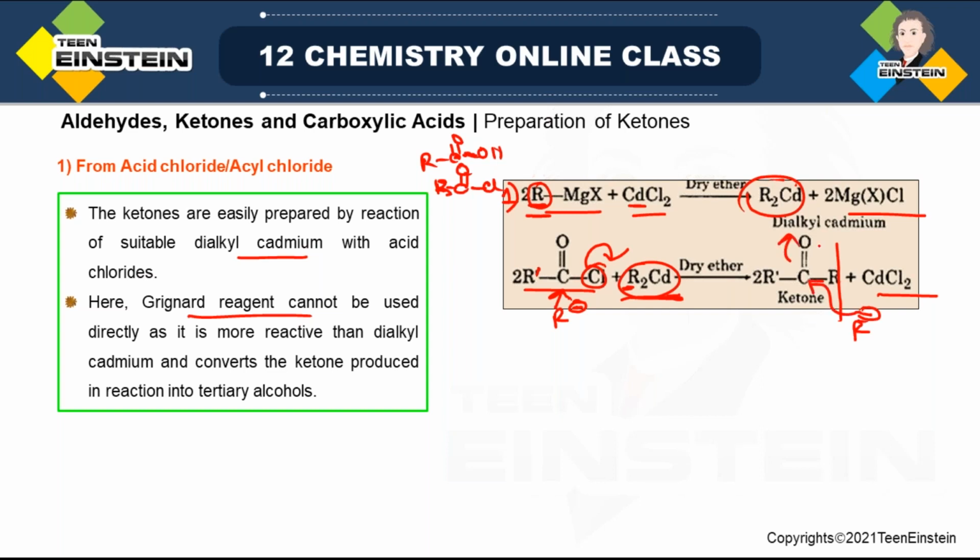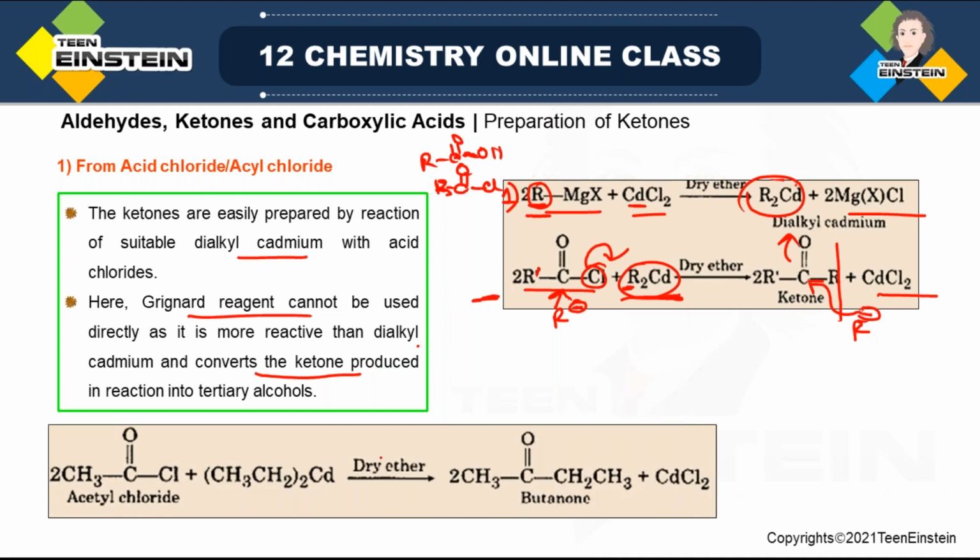But our purpose is not to produce alcohol. Purpose is to produce ketone. So that is why you cannot use Grignard reagent. It is more reactive than dialkyl cadmium and it converts the ketone into tertiary alcohol, 3-degree alcohol. So that is why we cannot use this reagent.